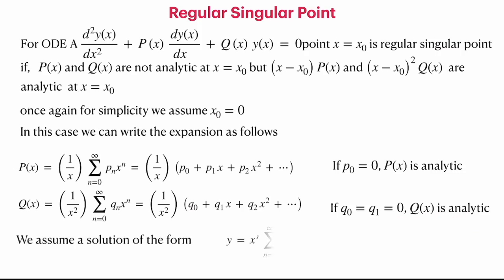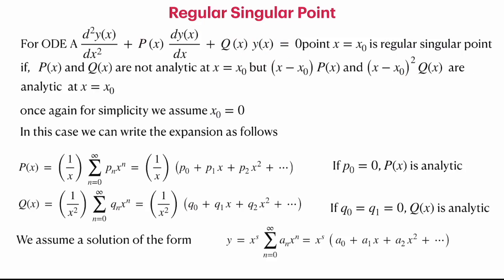In this case, we assume the solution of the form y is equal to x to the power s, sum over n going to infinity, a n x to the power n. That is x to the power s into a naught plus a1 into x plus a2 into x square, and so on. This is because now we have a singular point in the coefficients p of x and q of x. We should allow such a freedom for the solution y also.